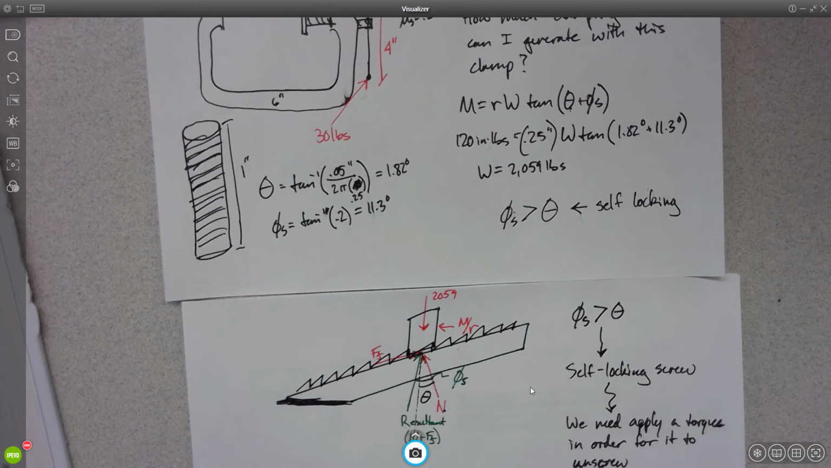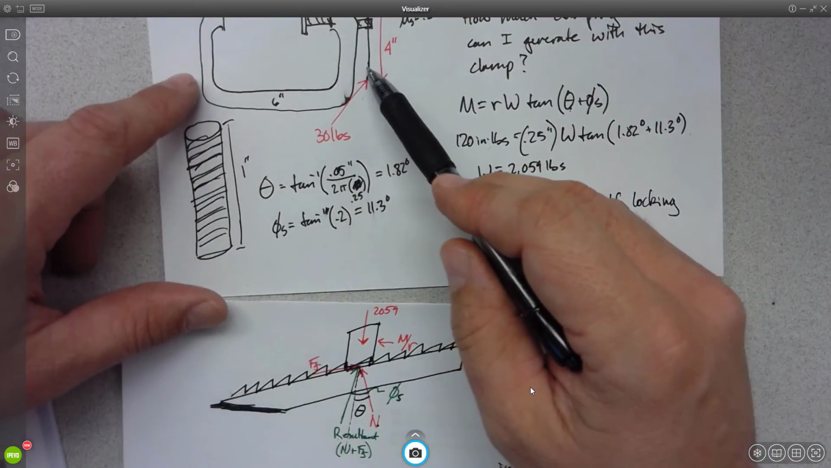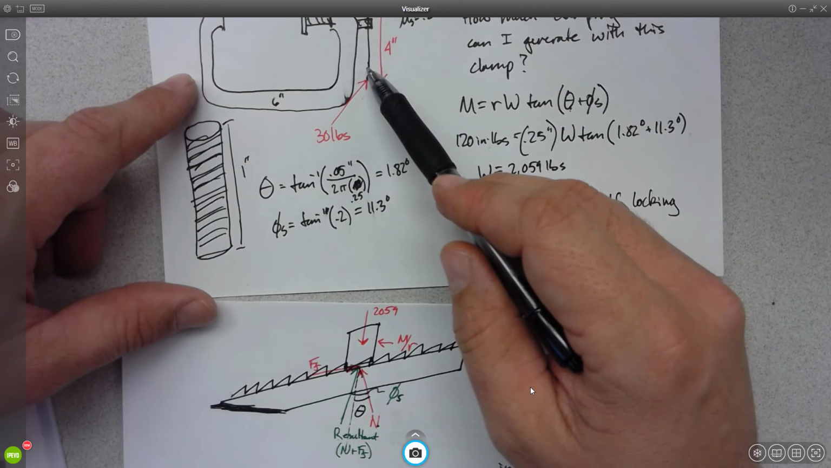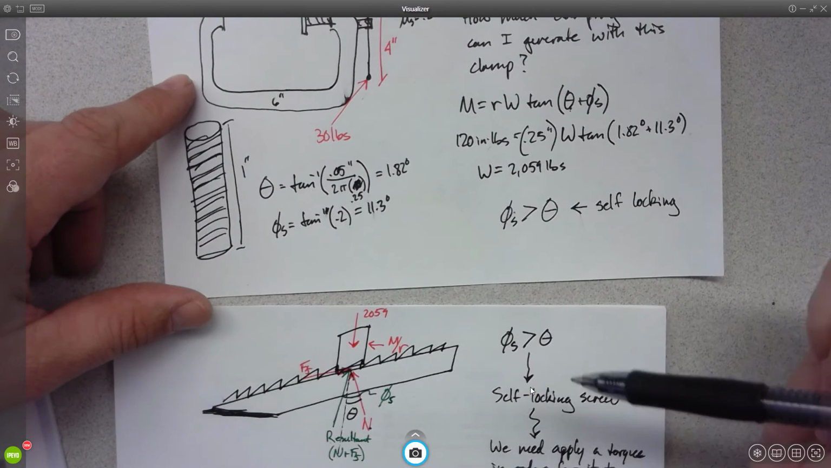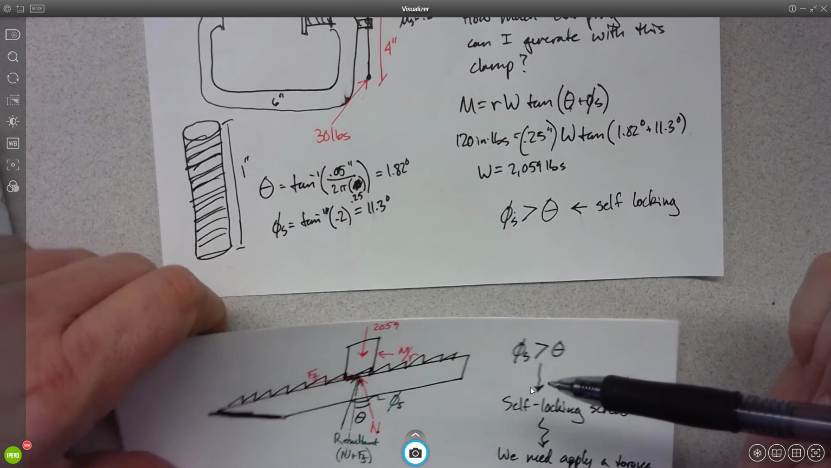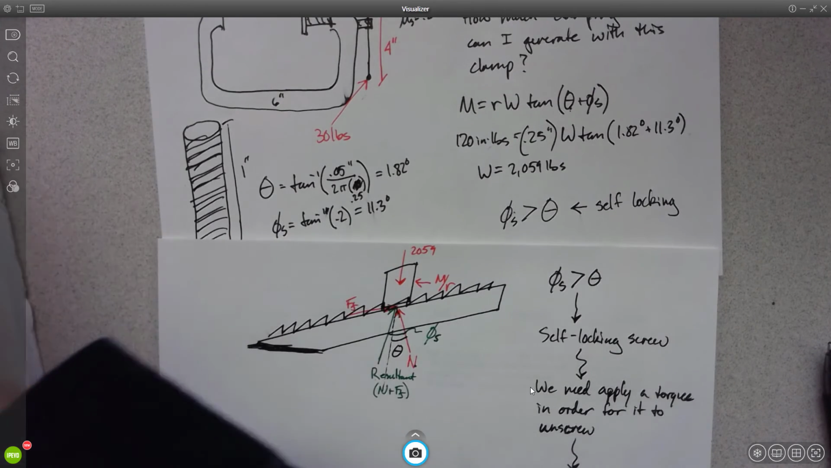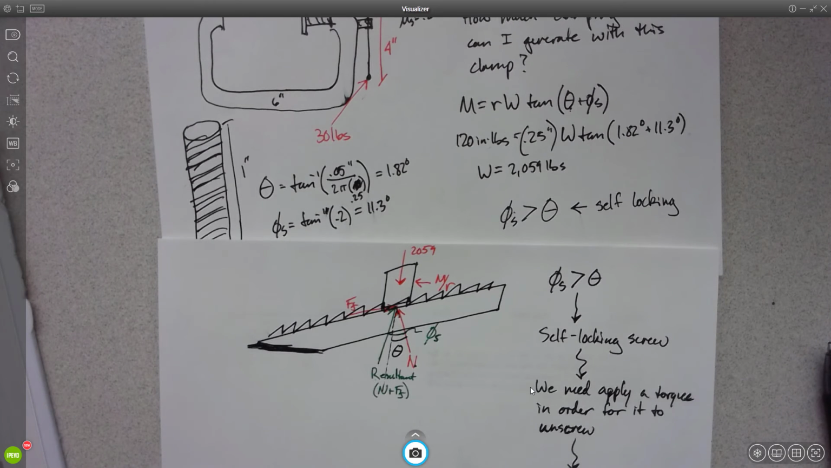Yep. So what did we find? We found that 86 inch-pounds is what's required to loosen the clamp after we've tightened it. Okay? You understand locking versus self-locking versus not, and kind of how that changes things? All right. How much time we got? Oh, we got time for you to do a problem here.